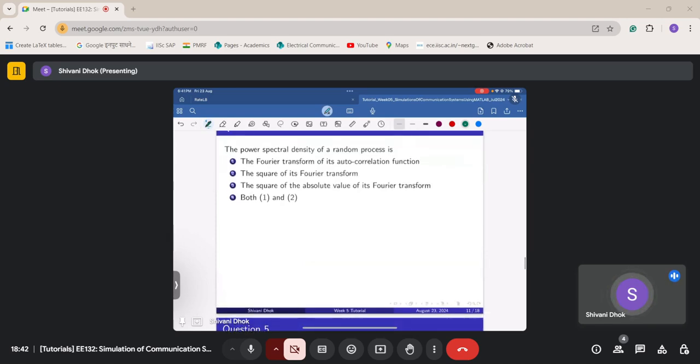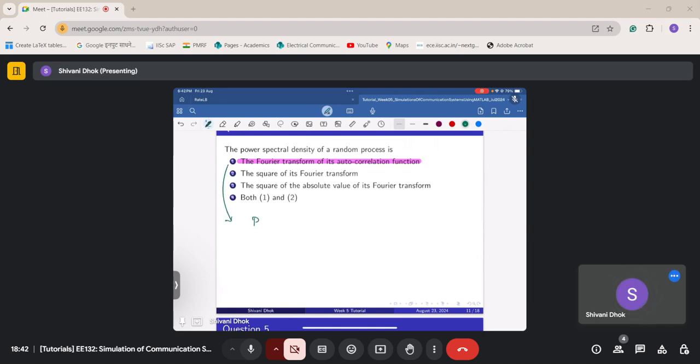The next question says that the power spectral density of a random process is: option 1, the Fourier transform of its autocorrelation function; second, the square of its Fourier transform; third, the square of the absolute value of its Fourier transform; fourth, both 1 and 2. We have seen this already, and it is one of the key properties of a random process.